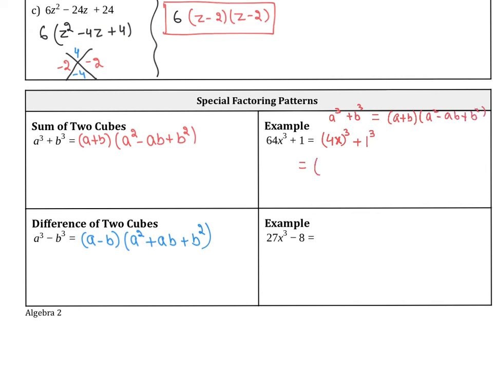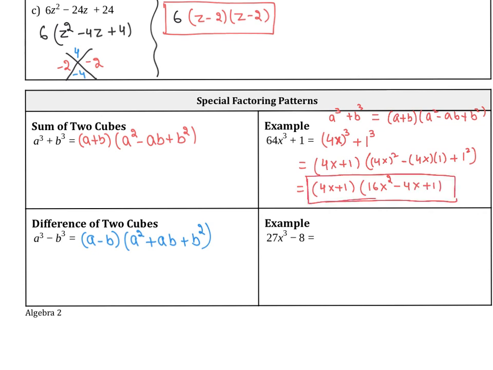So that's going to be a plus b times a squared, which is 4x squared, minus ab, a times b, plus b squared. So the final answer is 4x plus 1 times 16x squared minus 4x plus 1. So this is going to be your complete factors for 64x cubed plus 1.